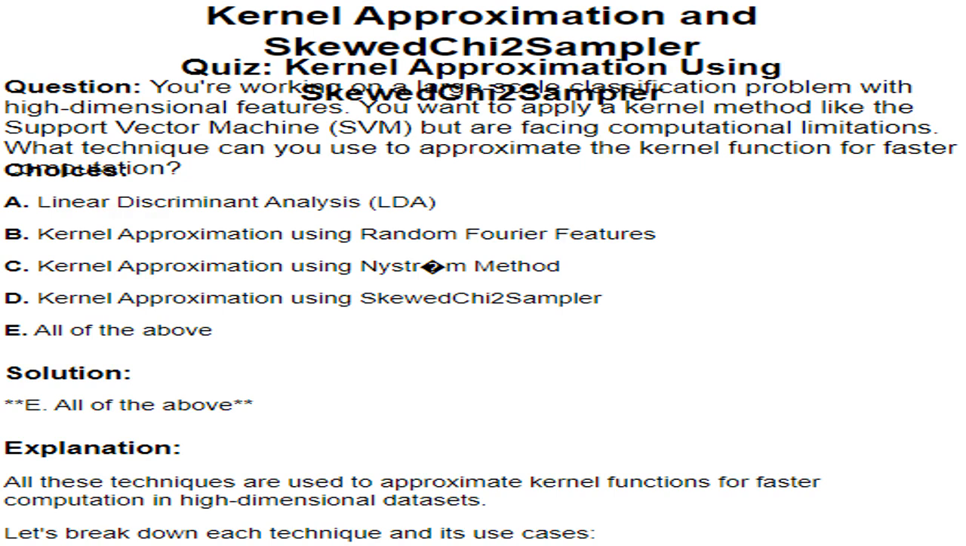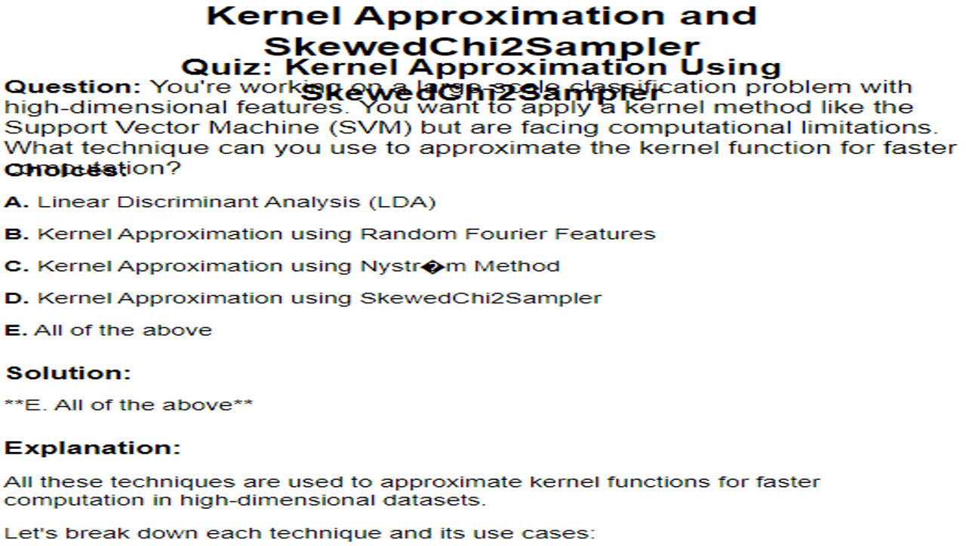E. All of the above. Correct. All of the techniques mentioned are valid kernel approximation methods used to reduce computational complexity in kernel methods, especially in high-dimensional datasets. E. All of the above.